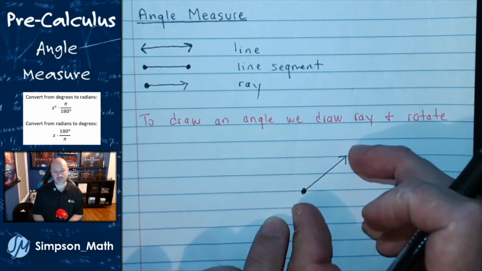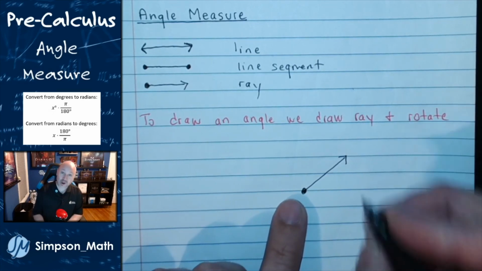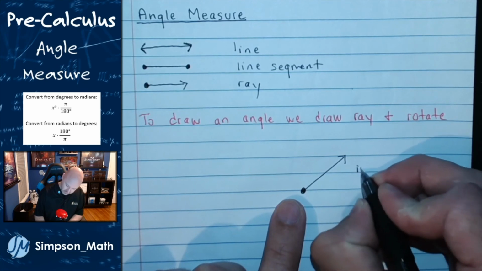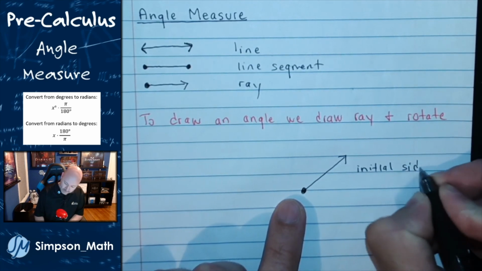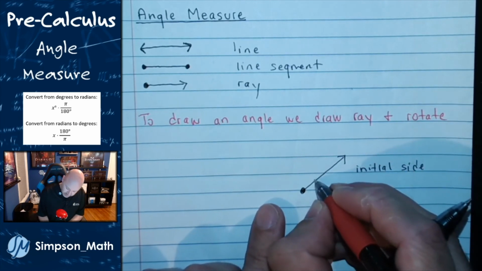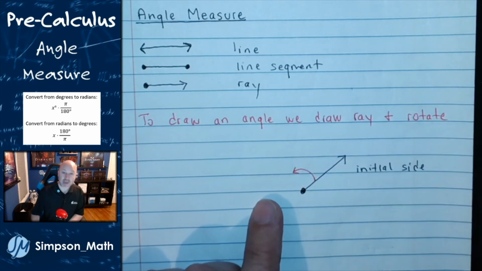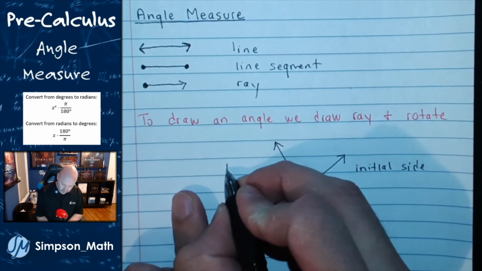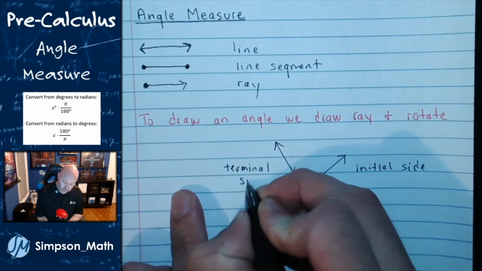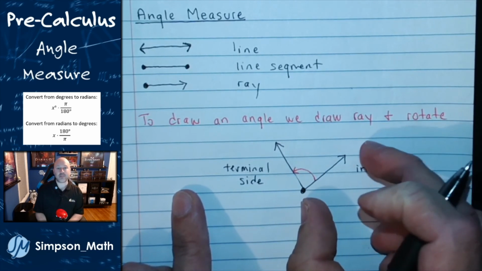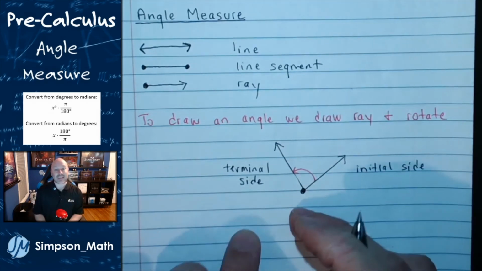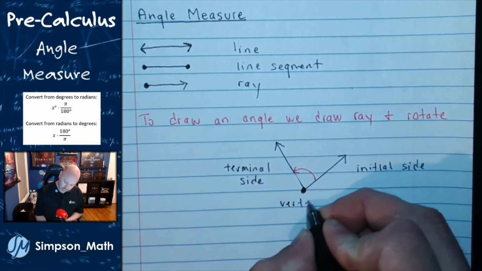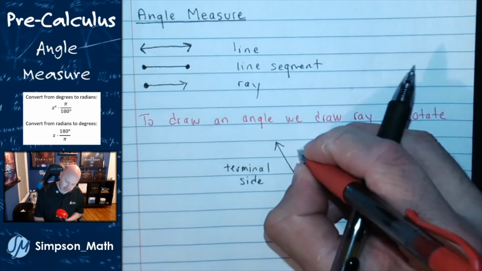Now, in doing that, I'm going to create some new terms. Where I start, where I'm initiating this process, we call that the initial side. I'm going to pick up that ray and rotate it. Let's go this direction, I suppose. And where I stop, where I terminate, we call that the terminal side. So I started with this ray, picked it up, rotated it and stopped here. It also created not an endpoint, but now I have the vertex of an angle. And we created this red angle.